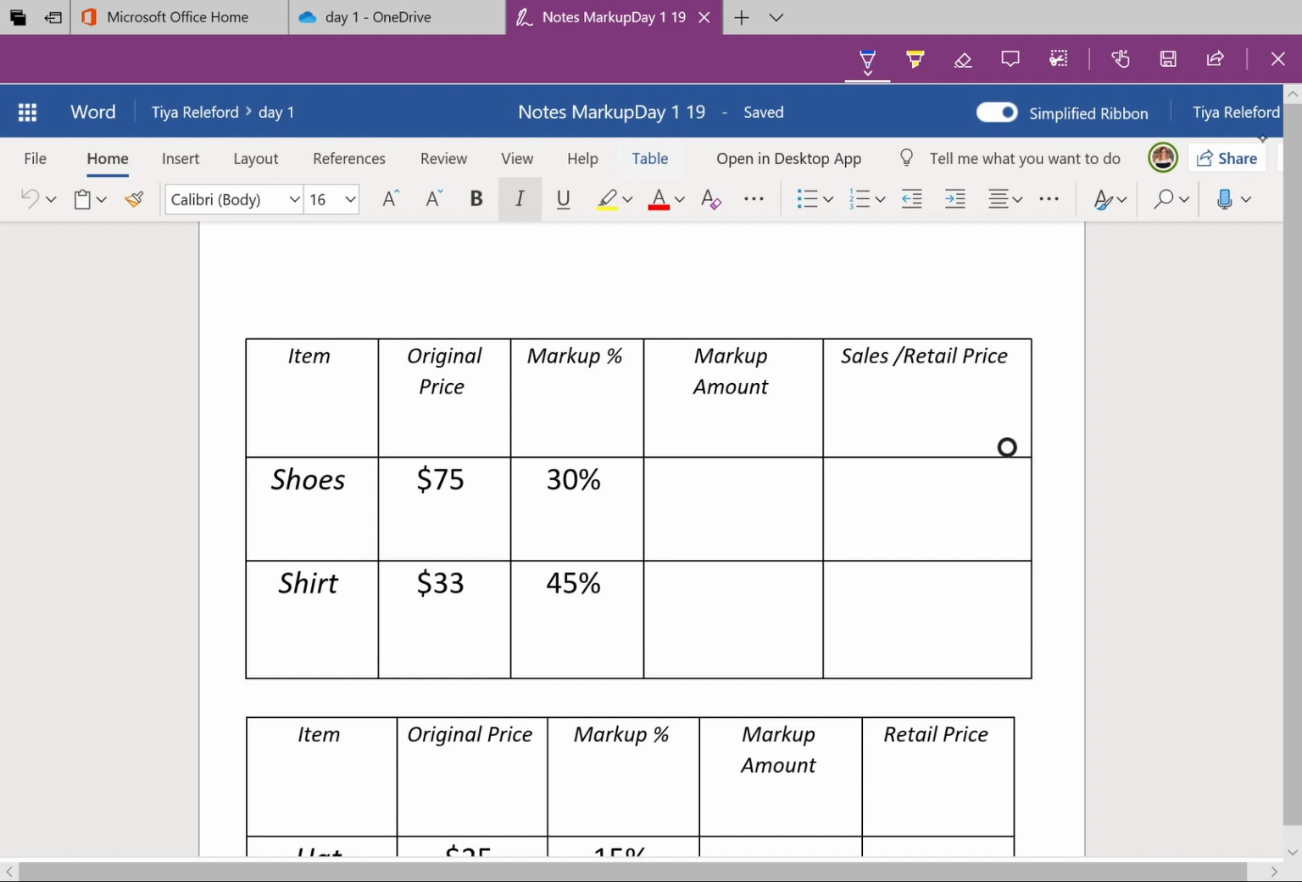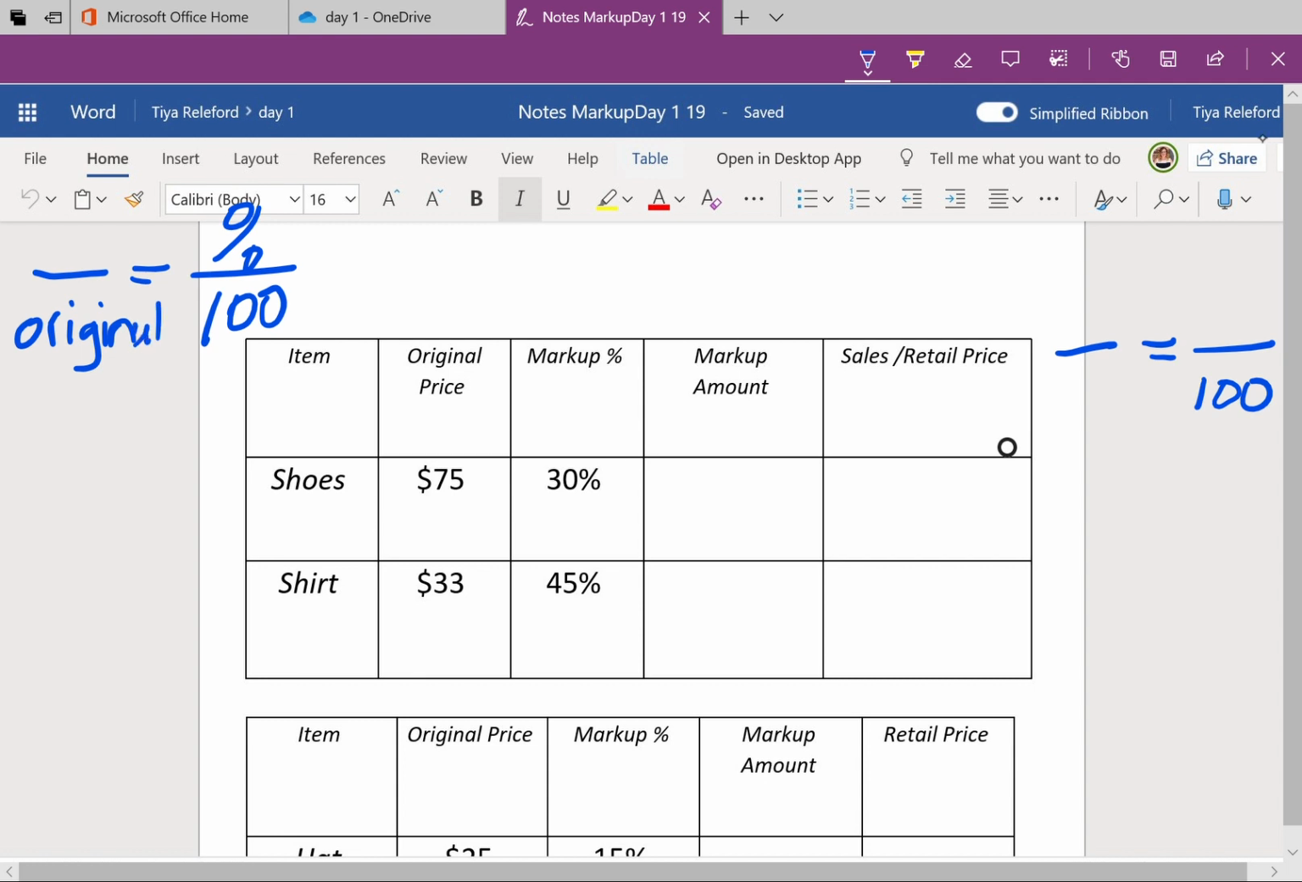Shoes, $75 original price, markup 30%. So your proportion, it's a percent proportion, and we know percent over 100 and part over total or original goes on bottom. So if we look, 30%, percent goes on top of 100.